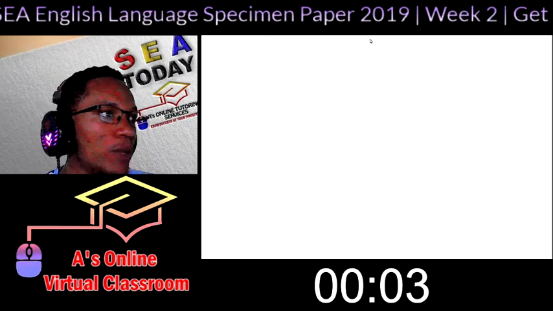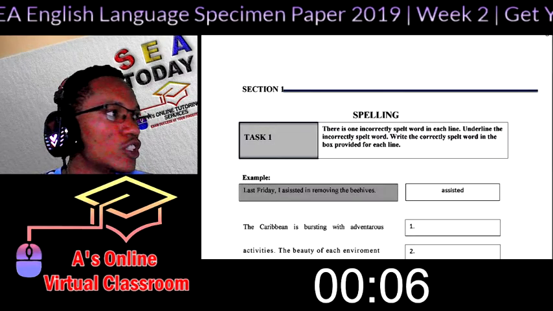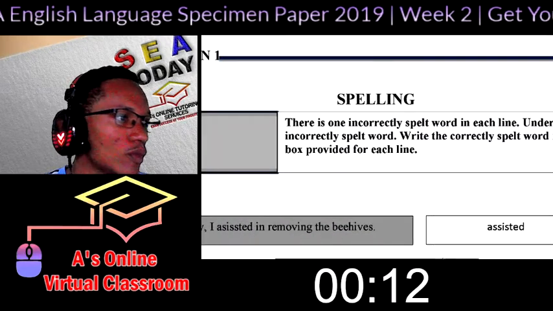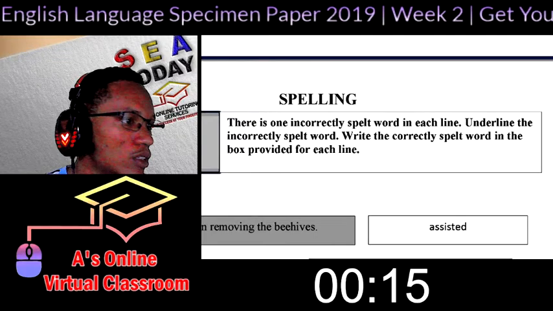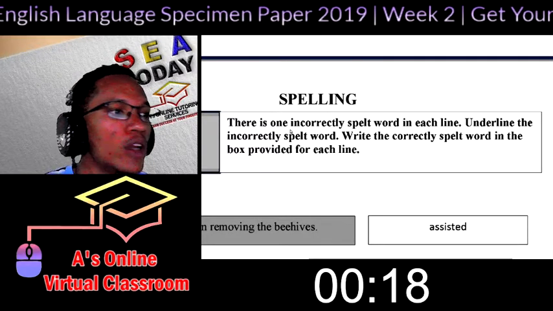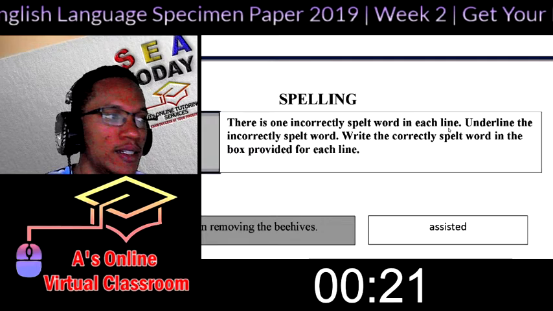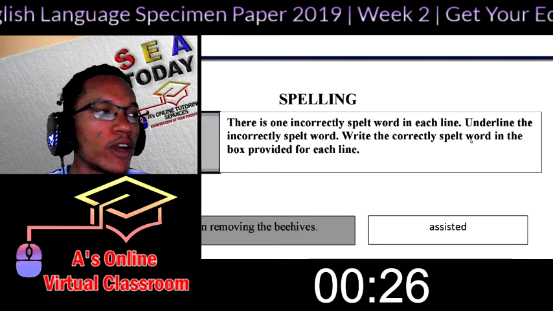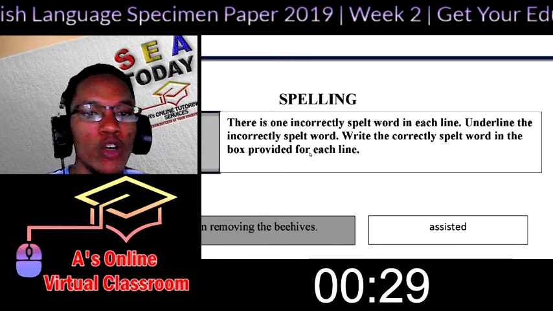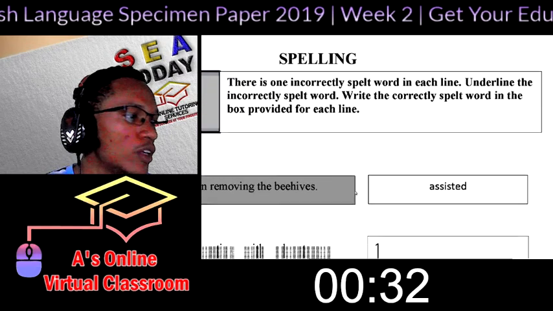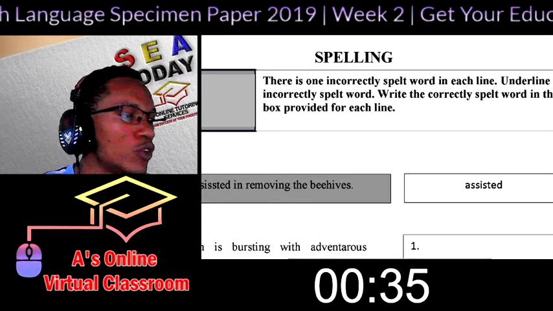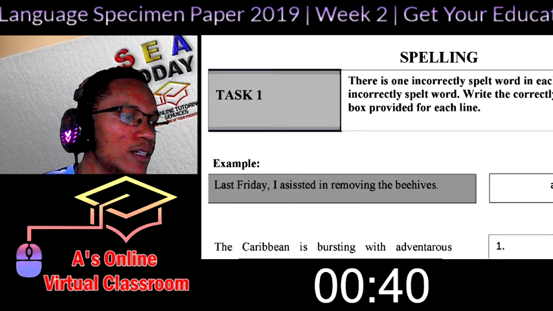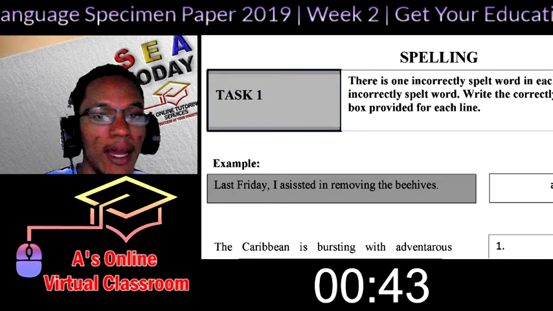So we're looking at the spelling, and we're going to first read the instructions, which is right here to the top. The instructions read: there is one incorrectly spelled word in each line. Underline the incorrectly spelled word. Write the correctly spelled word in the box provided for each line. This is simple enough, and for those of us who have done practice tests before, we will be familiar with this. But this is exactly how SEA section 1 task 1 will be like.